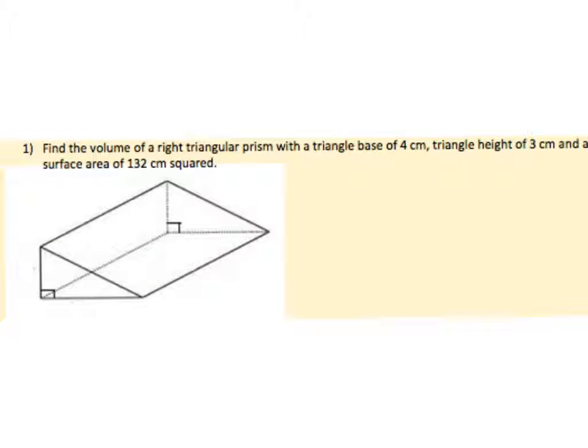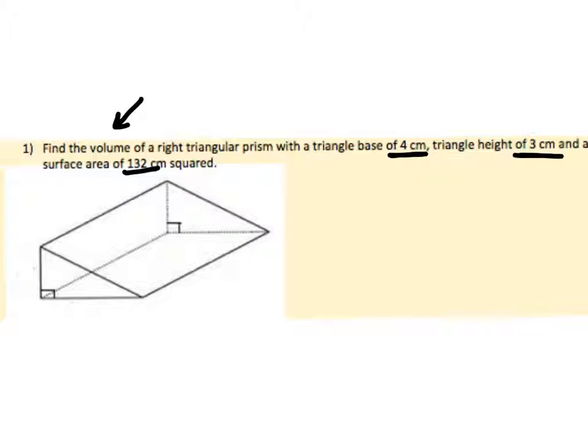All right, Objective 23 Level 2s are using what we did in Objective 22, which was surface area and volume, but now we're going to be working backwards to find a missing side length and then finding either the volume or the surface area. So if we look at number 1, it says find the volume of a right triangular prism with a triangle base of 4 and a triangle height of 3, and we've got a surface area of 132. So what I would do is first, always, devise a plan.